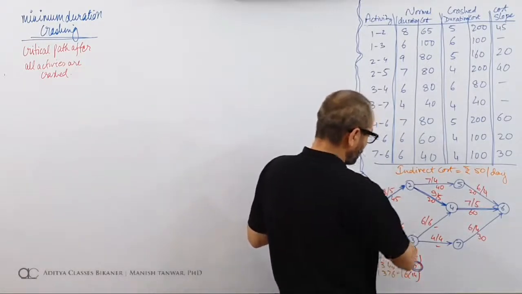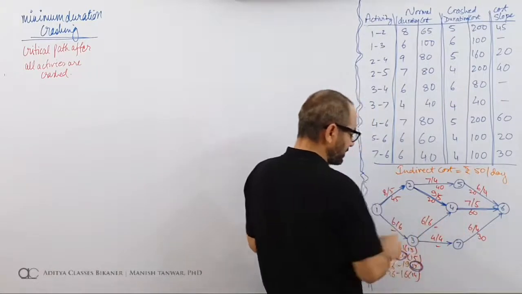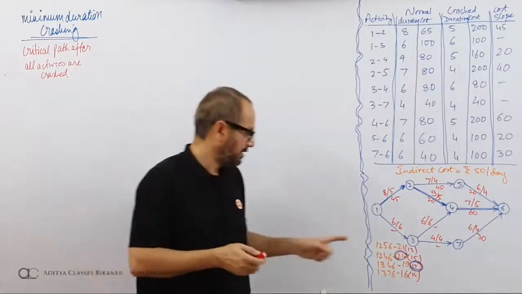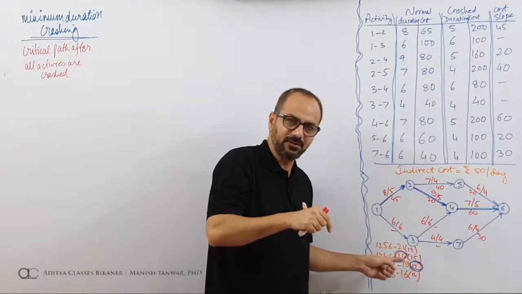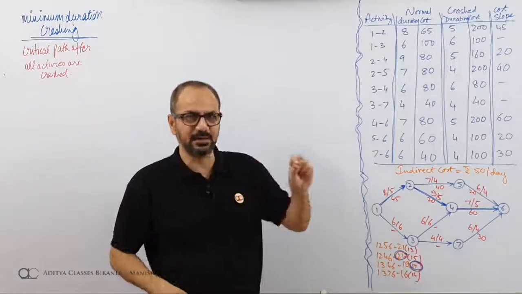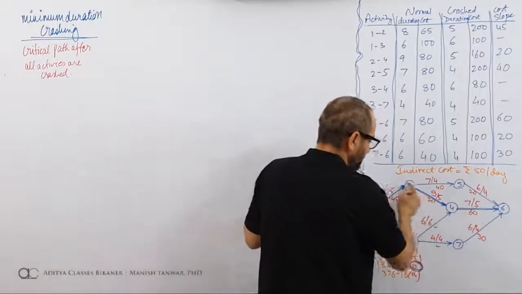Where is this 24? 1, 2, 4, 6. Can I bring it down to 17? In order to bring this 24 down to 17, I need to save 7 days. It is being done in 24. I wish to complete it in 17 days. So I need to crash it by 7 days. Can I crash this network by 7 days?